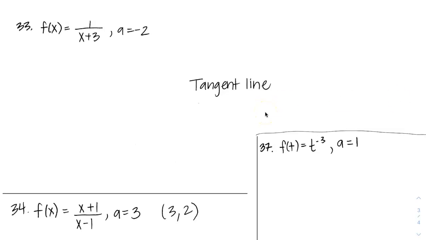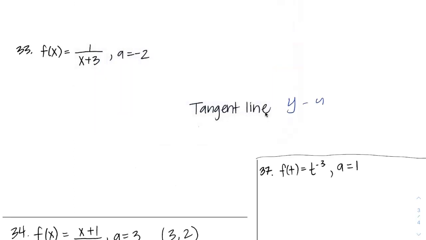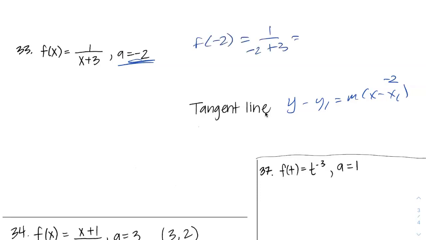More of the same. This time we just want the tangent line. So y minus y1 equals m times x minus x1. My a is negative 2. Done. f of negative 2 is 1 over negative 2 plus 3, which is 1 over 1, so just 1.